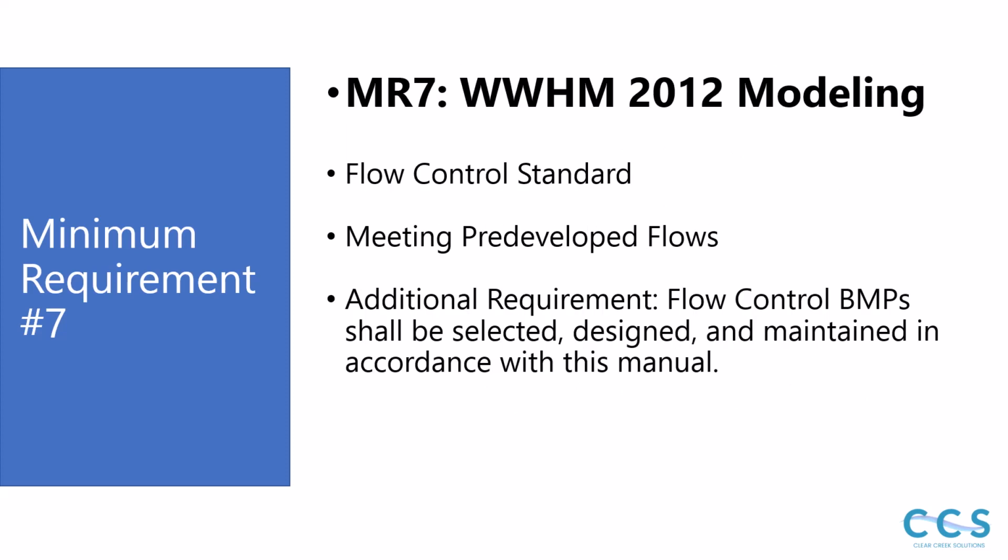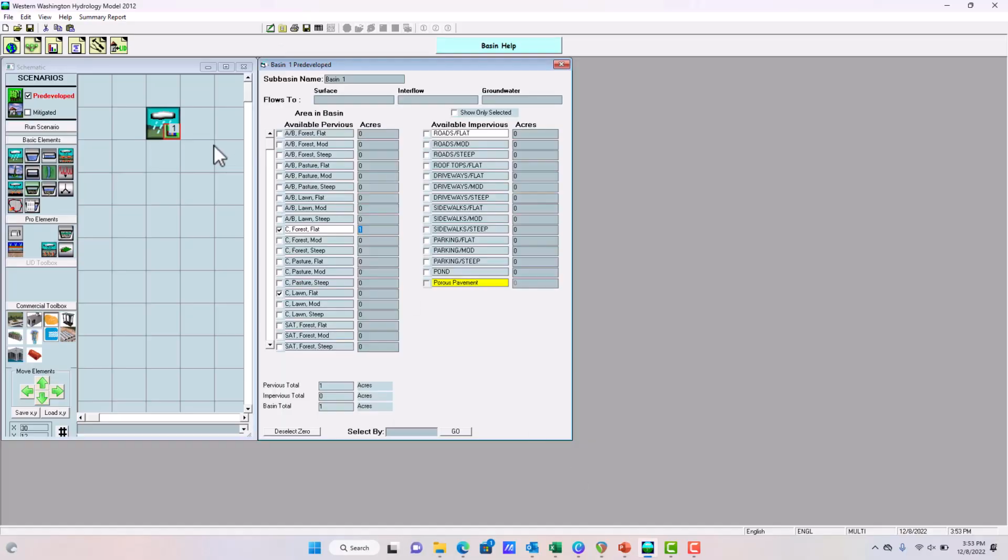So we'll look at the flow control standard meeting the pre-developed flows and some of the additional requirements. We're going to look at that in WWHM 2012. So for instance, here I have a project, it's a basin. We're assuming 1 acre of forest flat. We're going to run the scenario there. Then we're going to meet the flow control duration standard with a detention facility that will help us match that pre-developed flow. So I'll show you here. We'll run through the model.